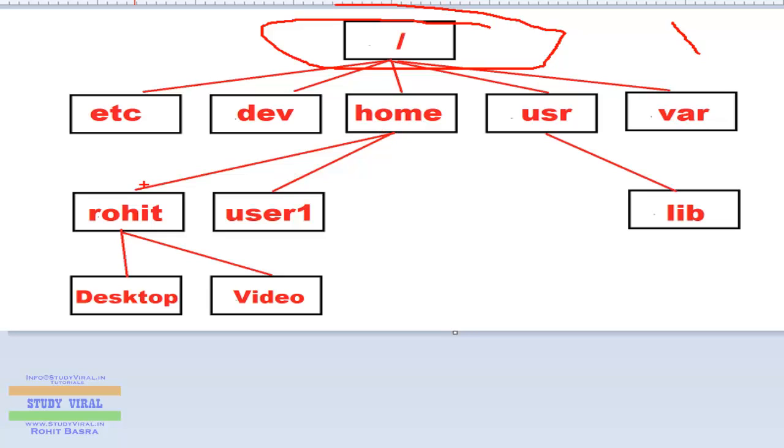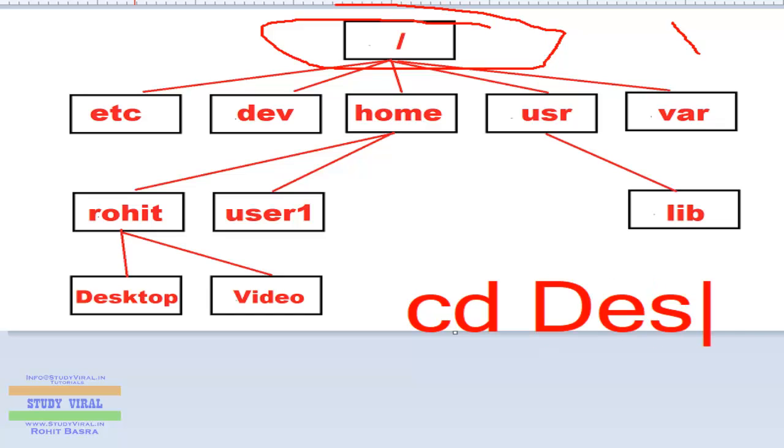I showed you that I'm currently in slash home slash Rohit directory, and from where I can go to desktop or download folder. For this, I just type cd and desktop, which helps me to take to my subdirectory.